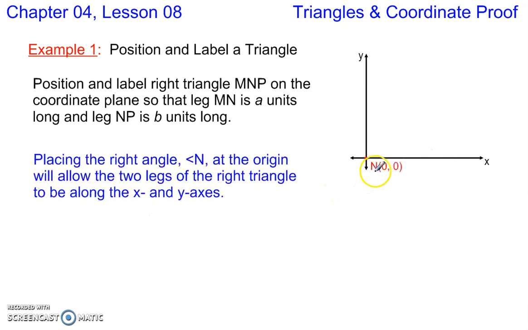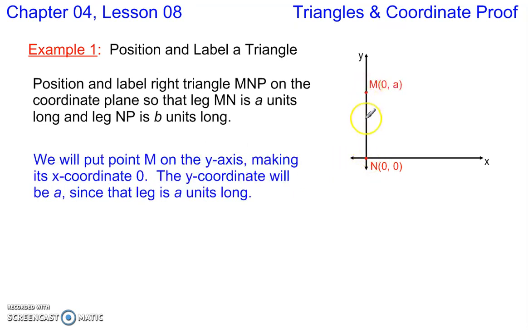So we can put our first point where the right angle is, we can place that at the origin, and then we can place the others along the x and y axis. Now we're going to say this is A units long. So our x coordinate is 0 and the y coordinate is A. That way this length right here is A units long.